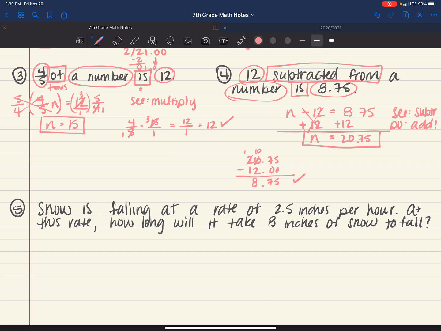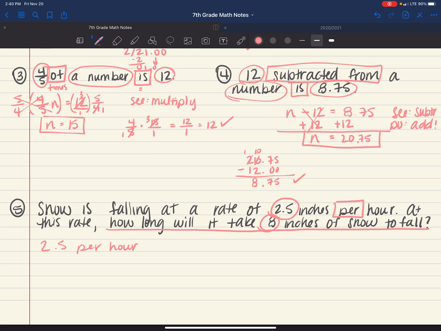Now let's go back in and cube it. Snow is falling at a rate of 2.5 inches per hour. At this rate, how long will it take 8 inches of snow to fall? So I need to figure out what I'm doing here. I see the 2.5 per hour. And I see the 8 inches of snow that I'm trying to get.